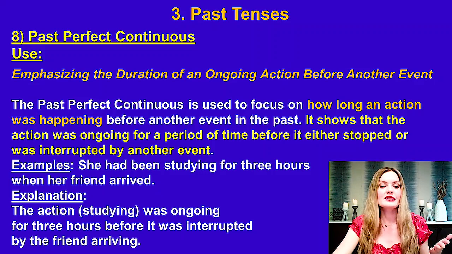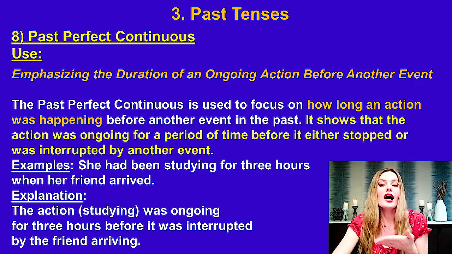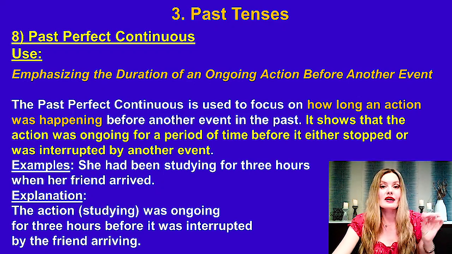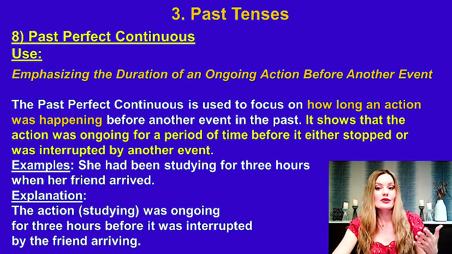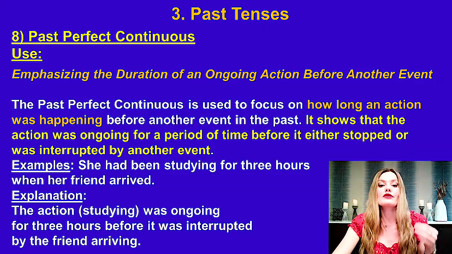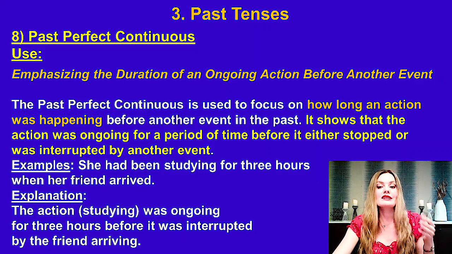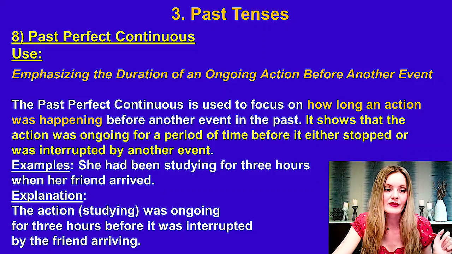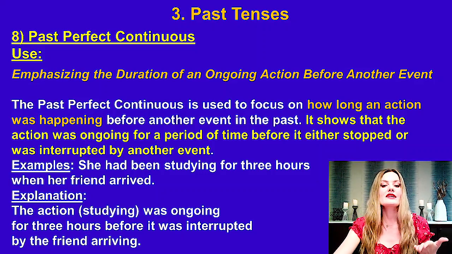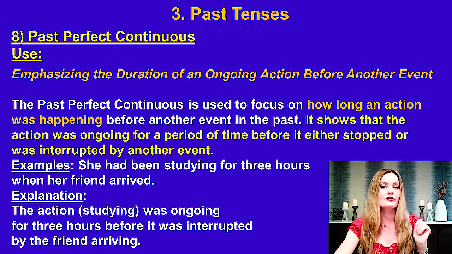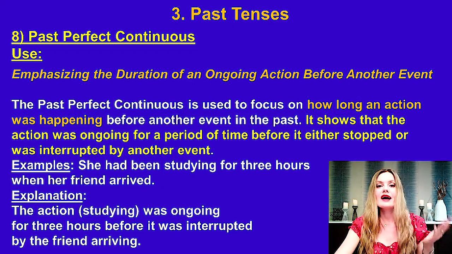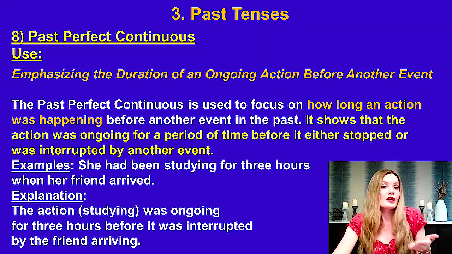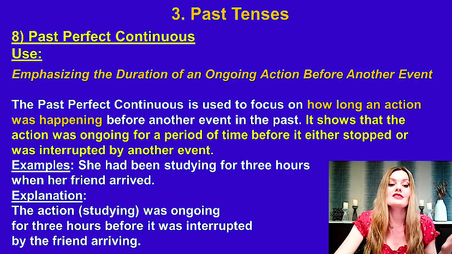The past perfect continuous is used to focus on how long an action was happening before another event in the past. It shows that the action was ongoing for a period of time before it either stopped or was interrupted by another event. For example, she had been studying for 3 hours when her friend arrived. The action, studying, was ongoing for 3 hours before it was interrupted by the friend arriving.